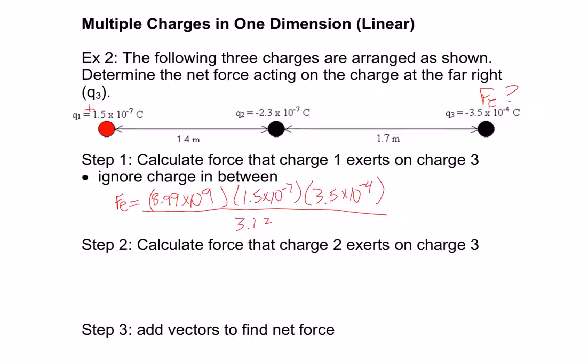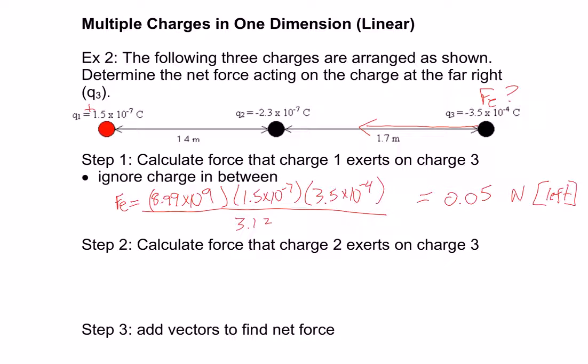And we've got to square that. When you do all that in your calculator, we get 0.05 newtons. Now we want to be careful about what direction that is going. Q1 was positive, Q3 is negative, so that means Q3 is going to get attracted to Q1. So this is 0.05 newtons to the left.